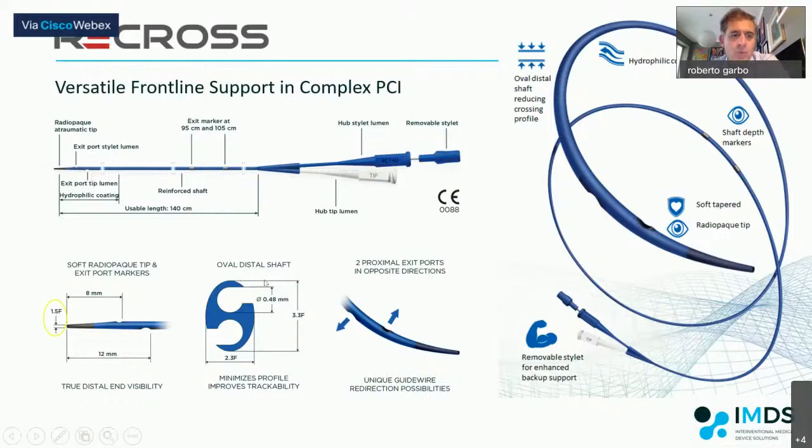So you have two lateral exit ports, similar to the Stingray, and you have one more exit port here, and you have the possibility to use two wires. This is the difference between Recross and Stingray. With Stingray you can use only one wire, and here you can use two wires simultaneously, also for the re-entry.